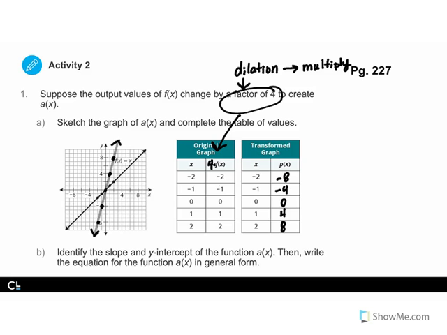We actually forgot something on this other one, you guys. We should have labeled this a of x because this was our new function. So go back and pause this and label that if you didn't. We also forgot to actually do part B on here too. So it says identify the slope and y-intercept of the function a of x, then write the equation for the function a of x in general form.